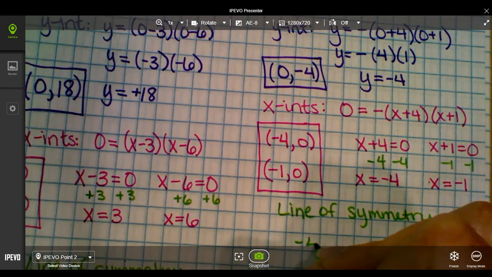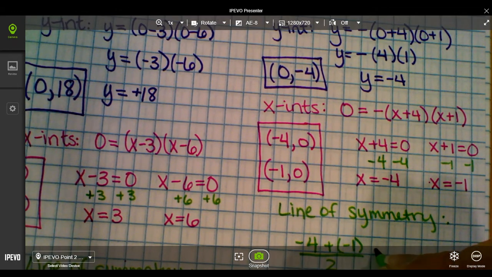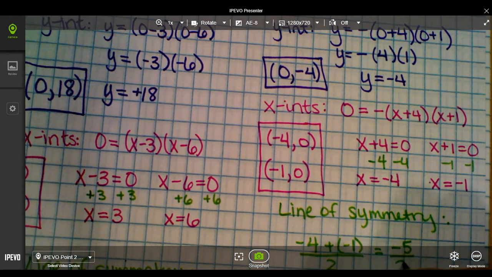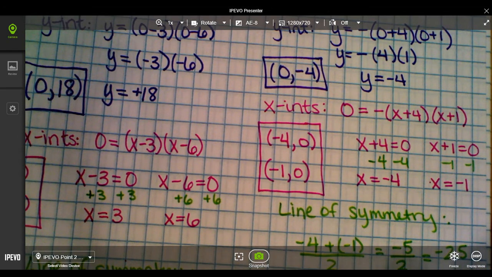all I'm going to do is add up my two x values together. Negative 4 plus negative 1, I'm going to cut those guys in half. I want to find the exact middle. Negative 4 plus negative 1 is negative 5. And negative 5 cut in half is just negative 2.5.